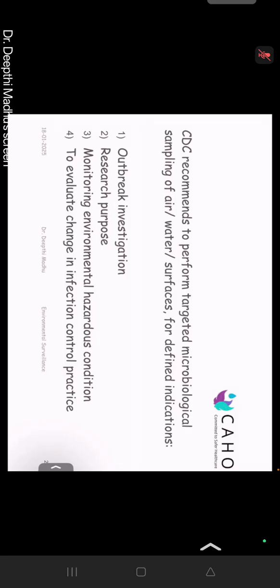First and foremost, what we need to realize is surveillance sampling, especially surface surveillance, the swab stick collection, is not routinely recommended. There is no scientific evidence and there is no guidelines which say that this is of any use. In fact, CDC recommends targeted microbiological surveillance of air, water, surfaces, especially surfaces, for defined indications. You do surface sampling, but when it is indicated, for no reason, do not take samples and send. When you do not have a purpose for sampling, how do you interpret the result?